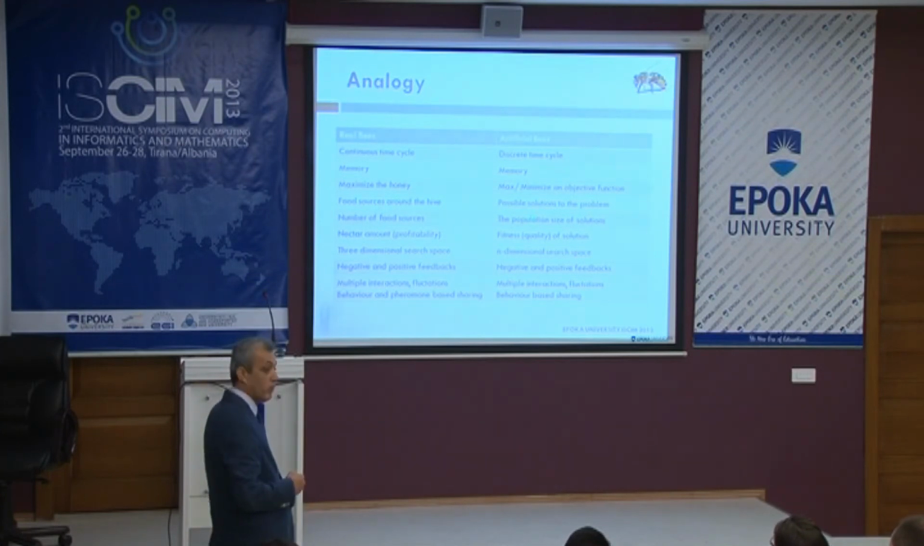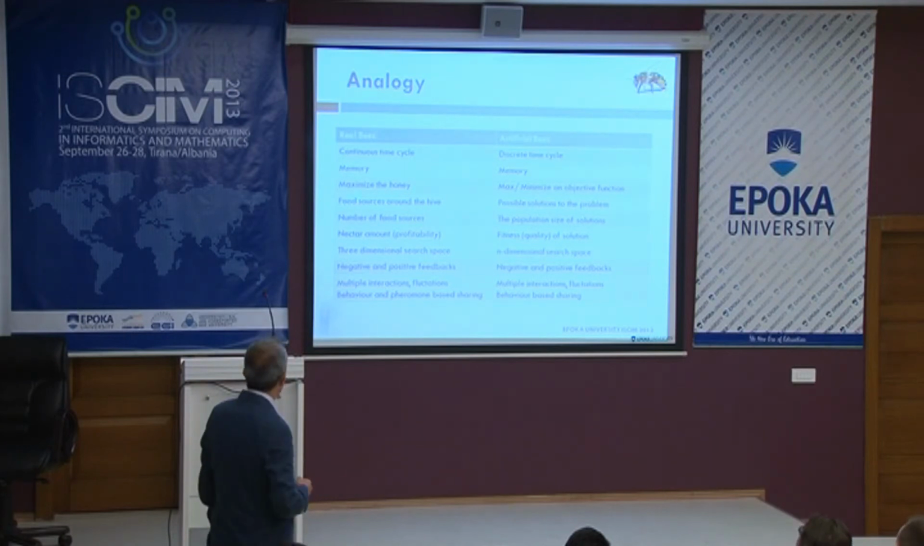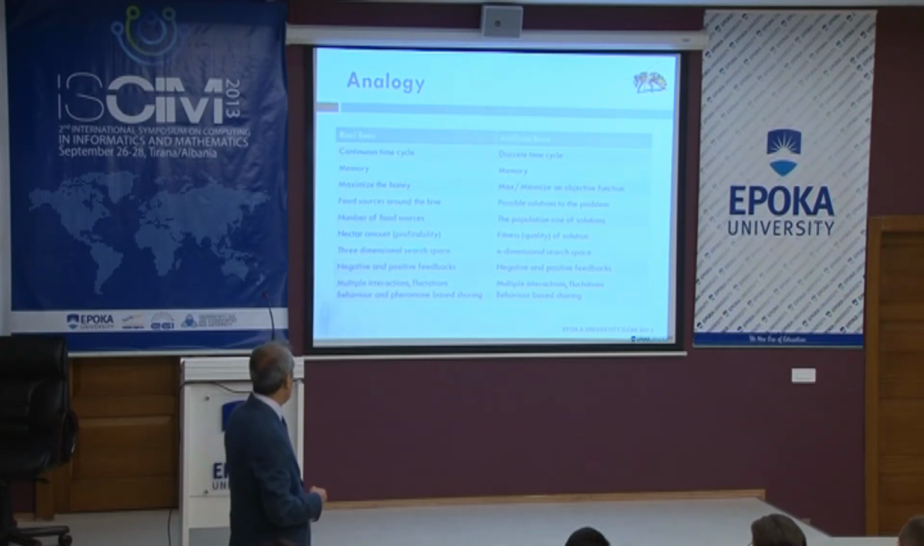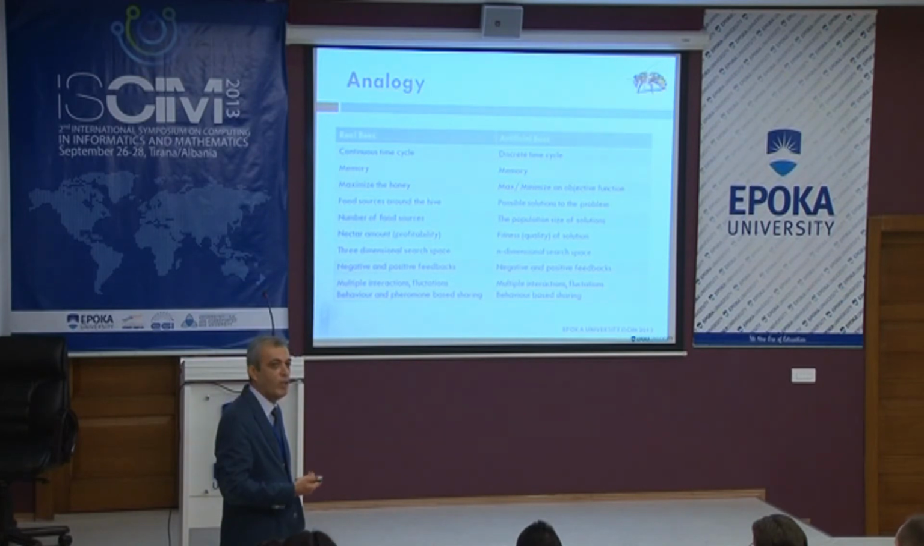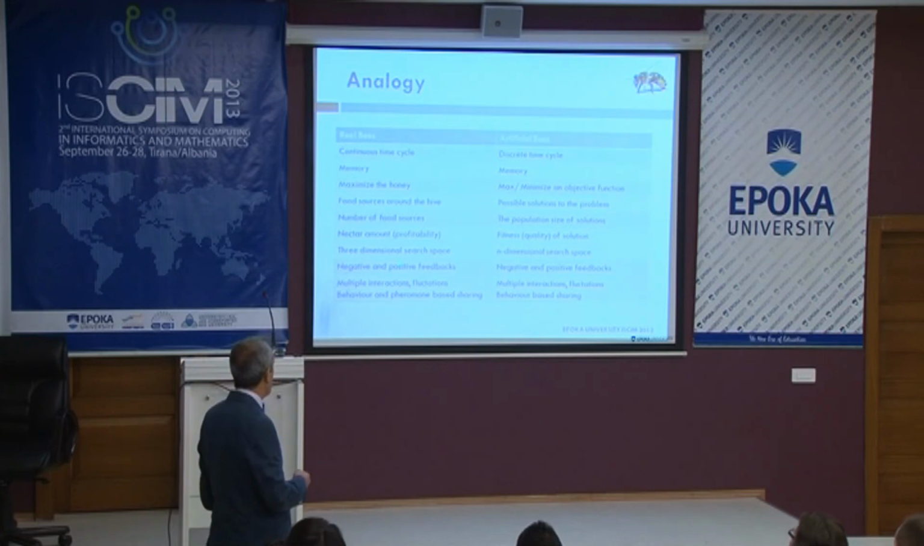And food sources around the hive, in my model, are possible solutions to our problem. Number of food sources means the population size of solutions, because every possible food source around the hive means a possible solution for our problem. Nectar amount or profitability means the fitness or quality of our solution of the problem. Of course, real bees work in a 2-dimensional search space. Our artificial bees will work in n-dimensional space, depending on the problem.